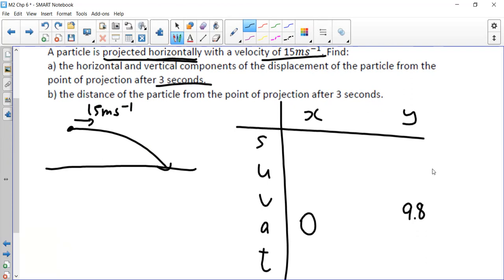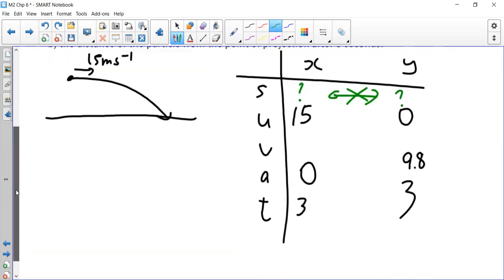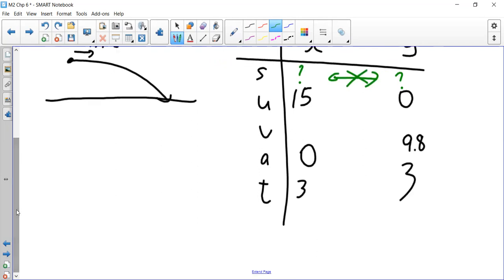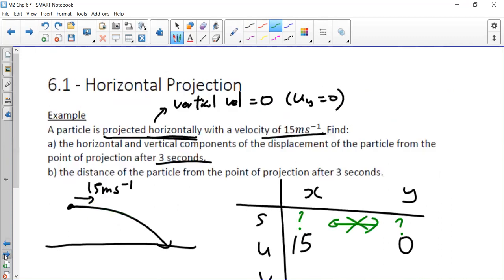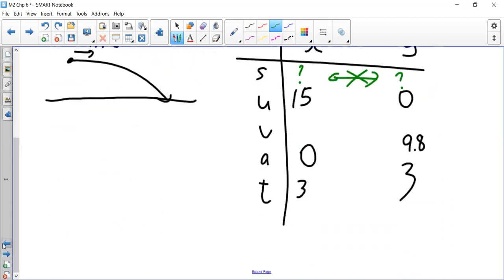What else? We know time is 3. t is 3, so given. ux is 15, uy is 0. We want to find displacement, both horizontal and vertical. So that means we want to find these two. Are these two the same? Definitely not. Well, they could be, but chances are they're not. Like the previous one, you got vertical height 78.4 and the horizontal distance is 100 meters, so they're not always the same. So to work out sx and sy, we'll just have to do it one by one.